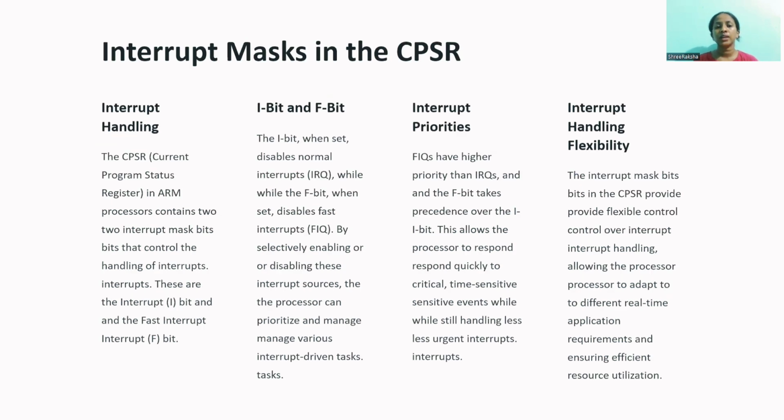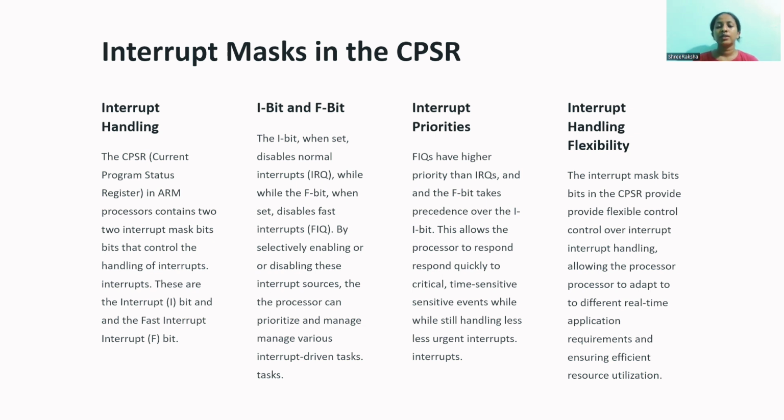Next one is the interrupt mask in CPSR. The first one is interrupt handling. The current program status register in the ARM processor contains two interrupt mask bits that control the handling of interrupts. These are the interrupt bit, that is the I bit, and the fast interrupt bit, that is the F bit.